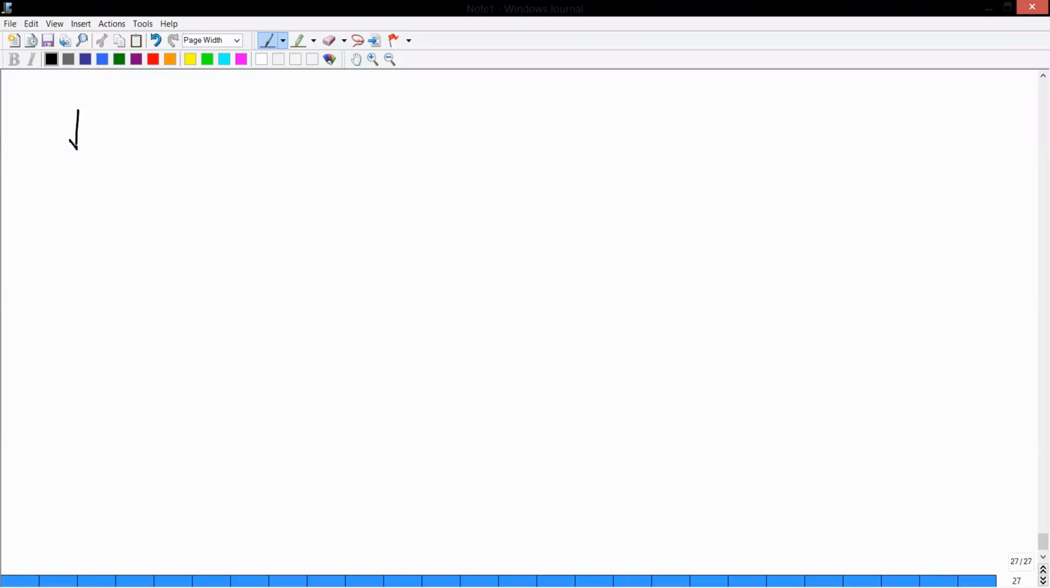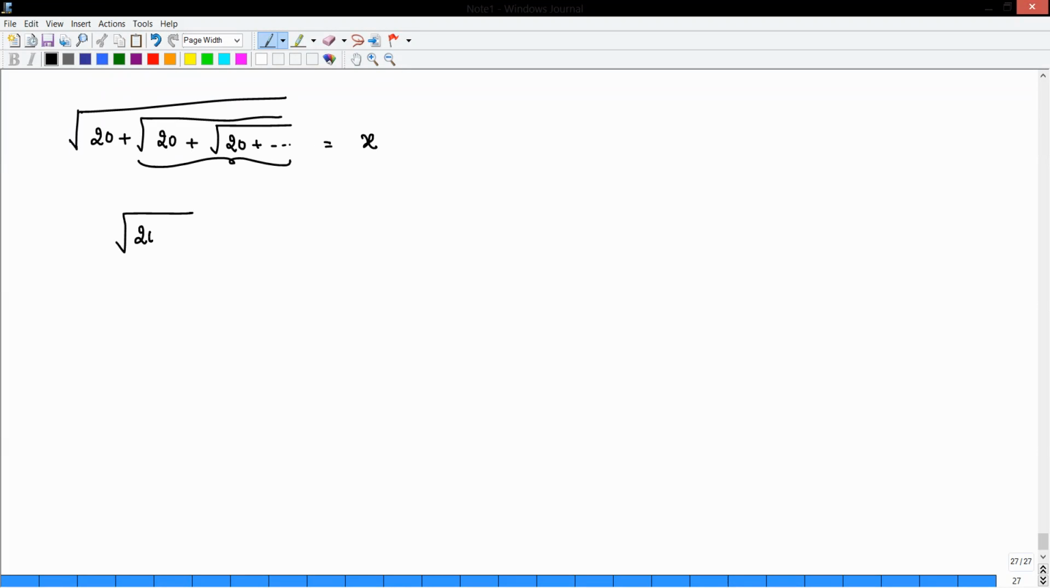And suppose you have something in the form of root of 20 plus root of 20 plus root of 20, and it goes on. Assume it is equal to x, therefore this whole thing also becomes x. Root of 20 plus x is equal to x. Square on both sides.